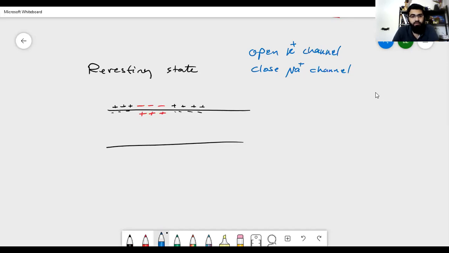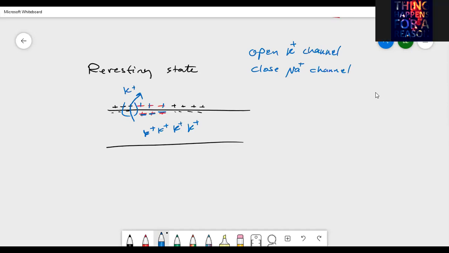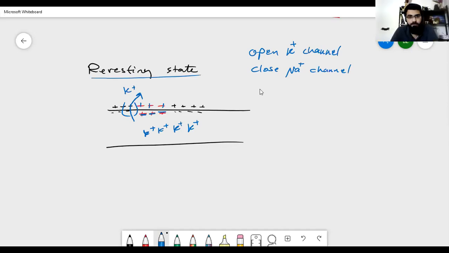What will happen now here? The K plus channel opens, so K plus diffuses outside, because as you know, K plus is highly concentrated inside. So it diffuses outside, that returns back the positive outside and negative inside. This is the re-resting state. Is it clear for all?